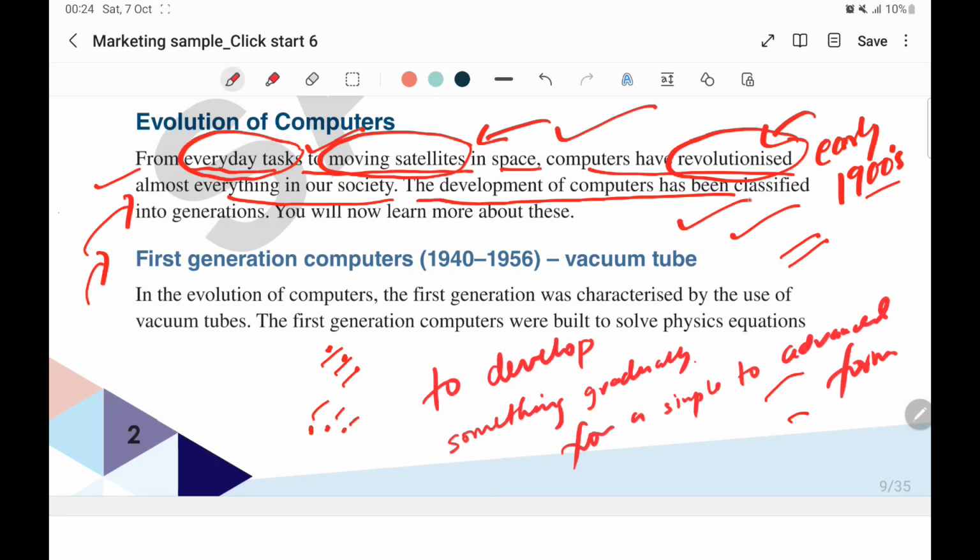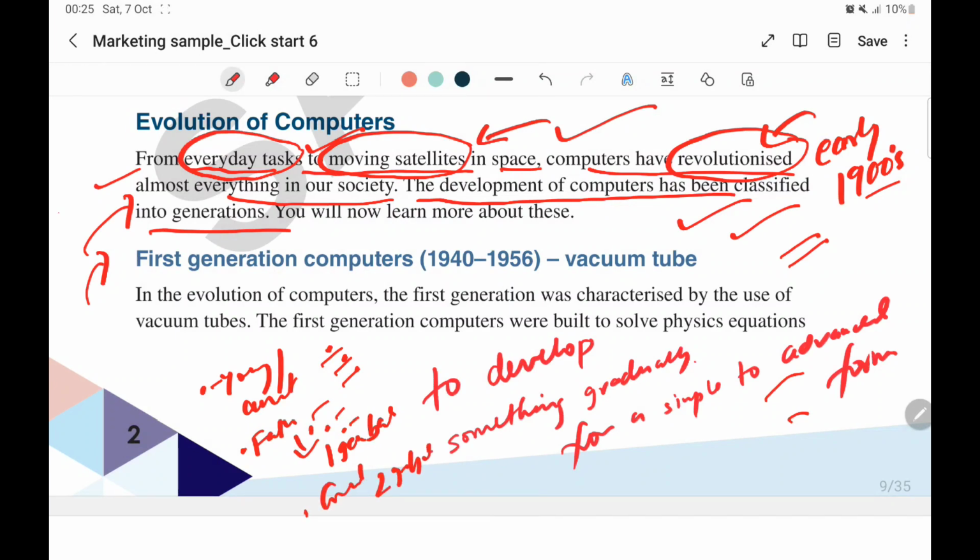So the development of computers has been classified into several generations. Normally, what we say is, you are the young generation, the current generation. Then your father is one generation back. One generation back is your father's. Now grandfather is two generations back. So what would be the first generation?